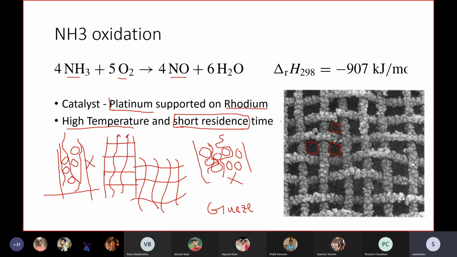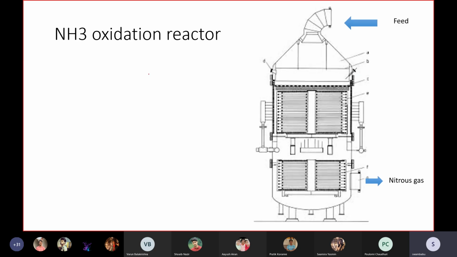Since this is an exothermic reaction, a lot of heat will be liberated, and since this is an irreversible reaction, we don't need any intermediate cooling because at a higher temperature, the conversion is higher. So we don't have to bother about reducing the temperature. In a reversible reaction, we need intermediate cooling because high temperatures favor the backward reaction. But here we don't need any intermediate cooling.